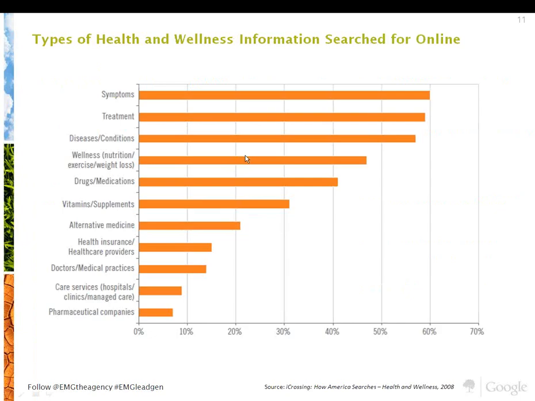I know you got a preview of the slide, but when we look at the types of health information being searched for online, symptoms, treatment, diseases, and conditions are our top 3 categories, with 60% of U.S. internet users searching for general symptoms, followed closely by 58% searching for treatment options, and over 55% searching for specific diseases and conditions. Wellness and drugs and medications are also well above 40% of searches.